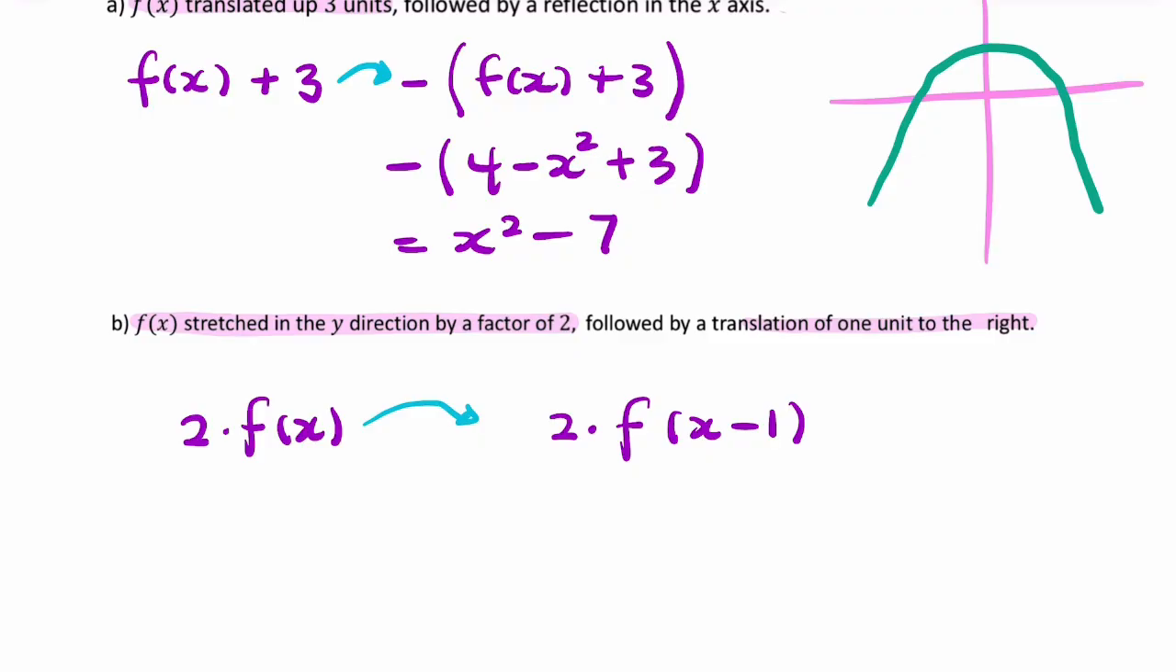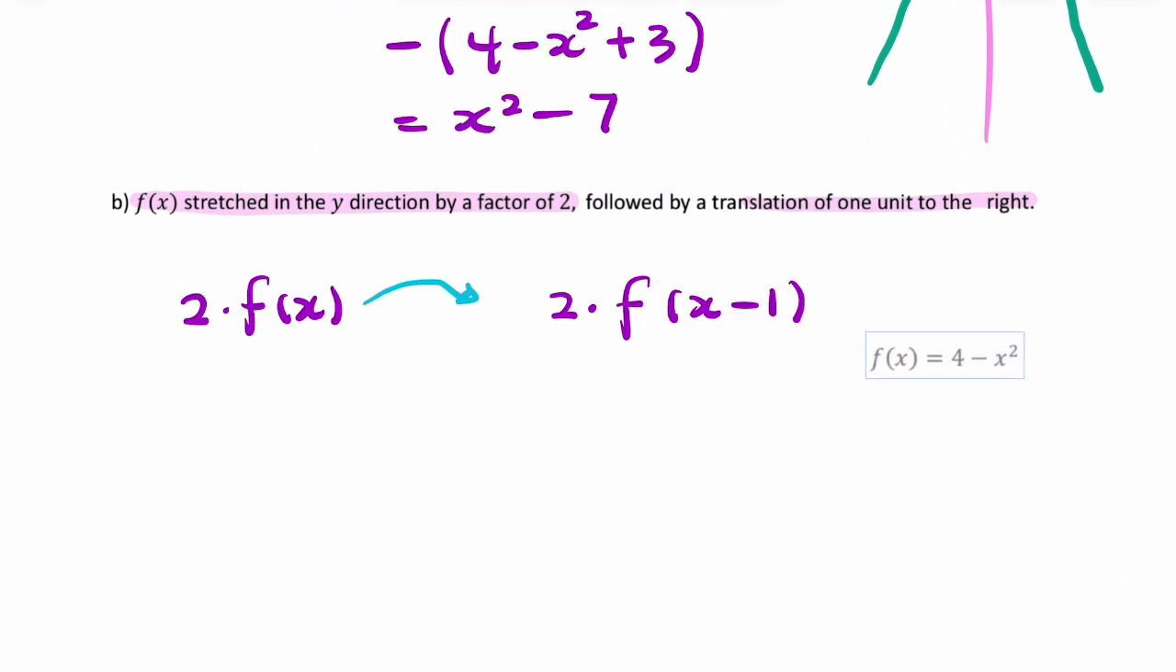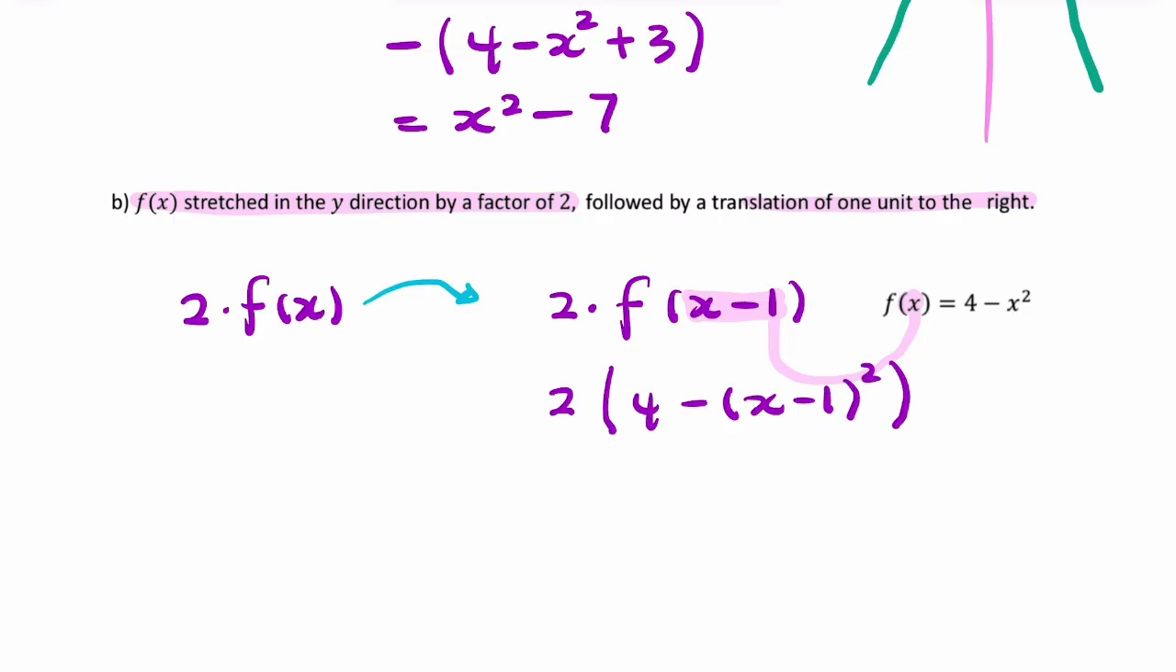So because we know f of x is 4 minus x squared, f of x minus 1 means we replace every x with x minus 1. So we end up with 2 times 4 minus x minus 1 squared. So the x has been replaced with x minus 1. So we can rewrite that as 4 minus x squared plus 2x minus 1.